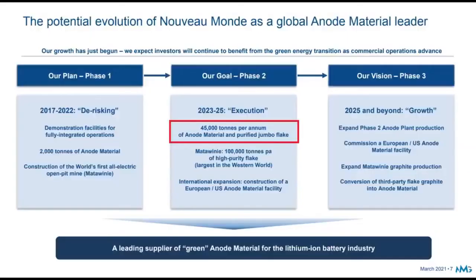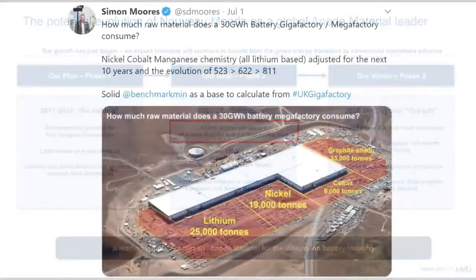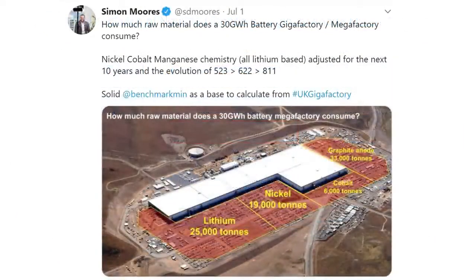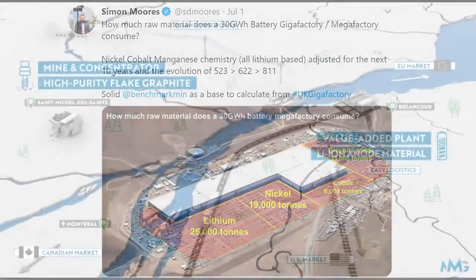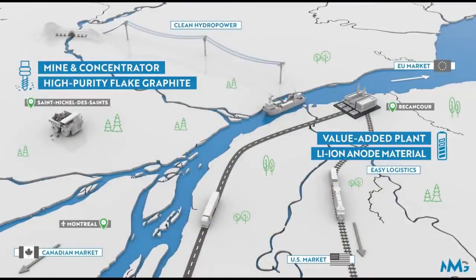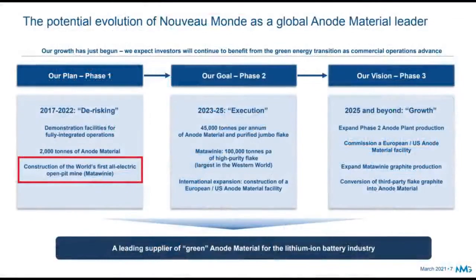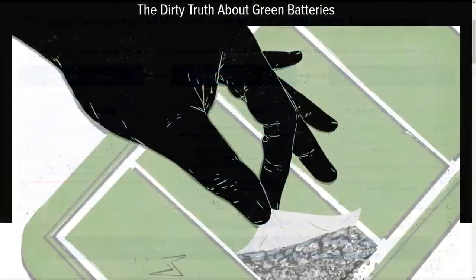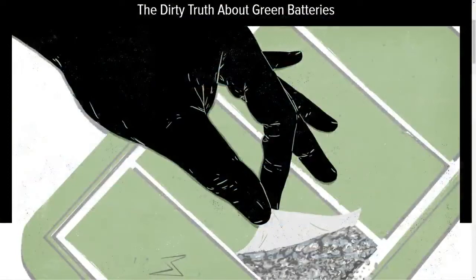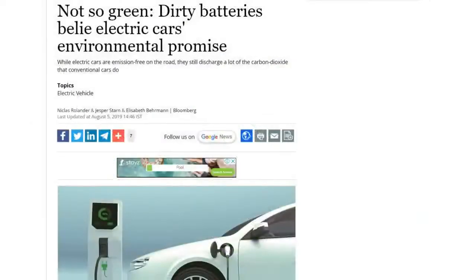Not to mention, Nouveau Monde is vertically integrated, meaning they will not only mine graphite, but also produce 45,000 tons of anode material. To put that number into perspective, according to Benchmark Minerals, that would be enough to feed 1.5 30 gigawatt-hour battery factories. The other thing that caught my eye with Nouveau Monde is that they plan on producing graphite in a carbon-neutral way using hydropower to generate electricity, and their mining equipment is electric. So I hope that more companies can follow this lead, as it will silence a lot of EV critics that claim fossil fuels are cleaner due to the emission and pollution produced by the mining of battery raw materials.